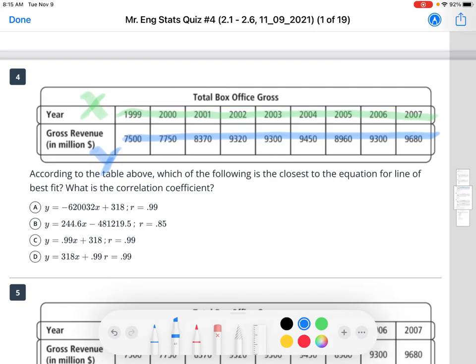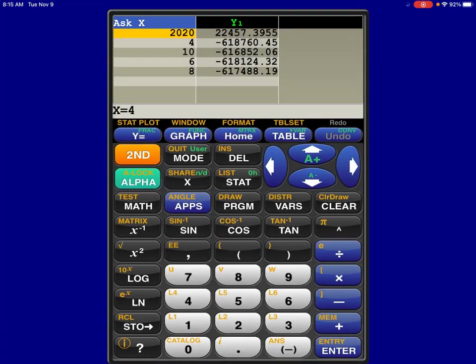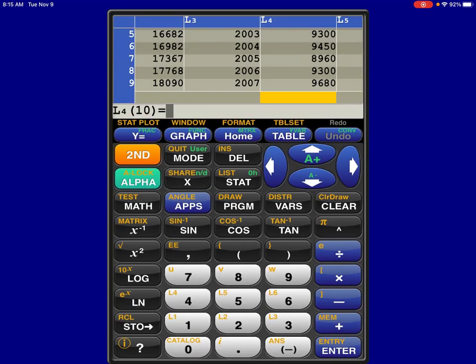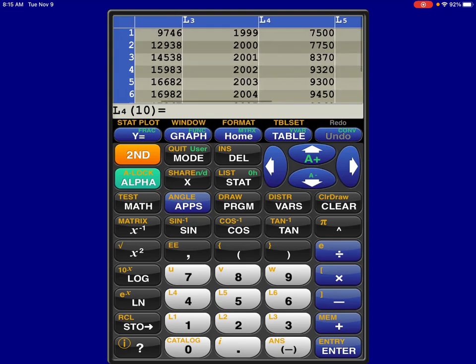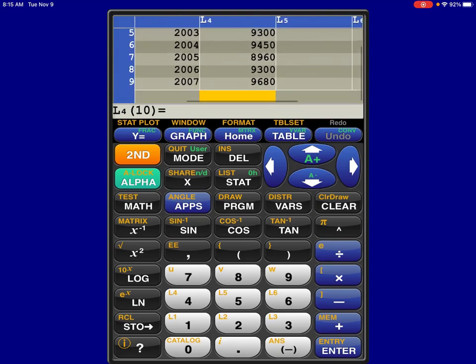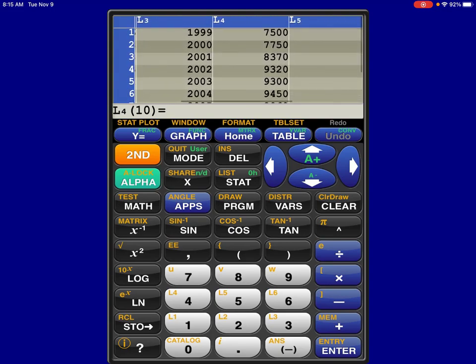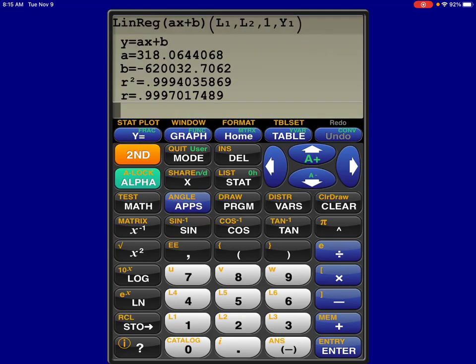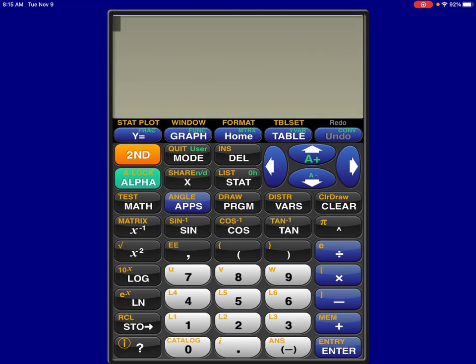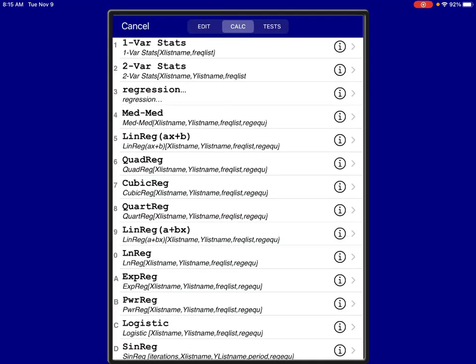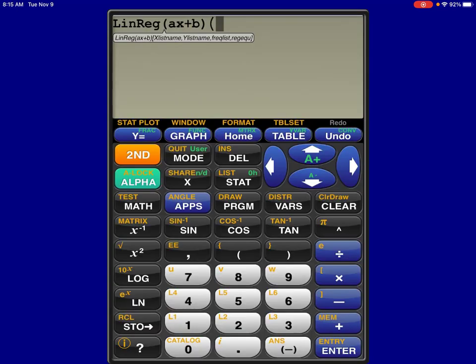Okay, so let's go there. I already input into my calculator. Stat, edit. I put mine into list 3 and 4, if you can see that. Okay, so I'm just going to go back out. I'm going to do the same calculator command: stat, calc, number 5, LinReg ax plus b.